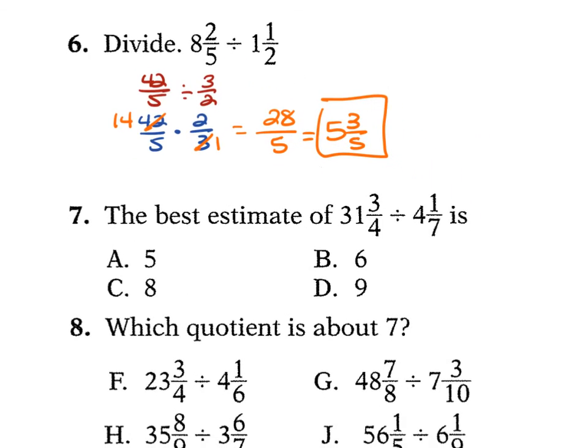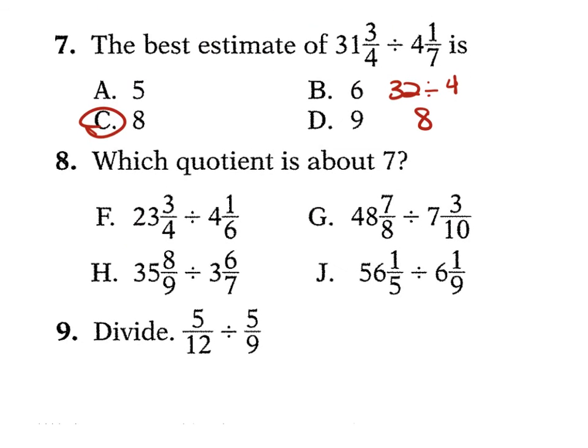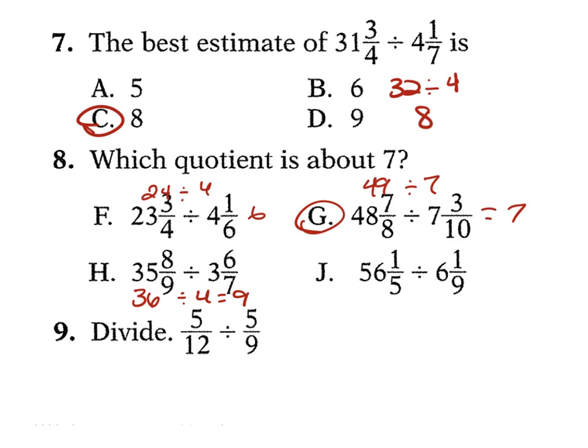For 7, it says the best estimate of 31 and 3 fourths divided by 4 and 1 seventh is. The 31 and 3 fourths is like 32 divided by 4 and 1 seventh, that's about 4, so that's going to be 8. So C. 8 asks, which quotient is about 7? So for F, we would have 24 divided by 4, which is 6. That's not 7. For H, we would have 36 divided by 4, which is about 9. That's not 7. G, we have 48 and 7 eighths, so that's about 49 divided by 7, which is 7. So G would be your answer.